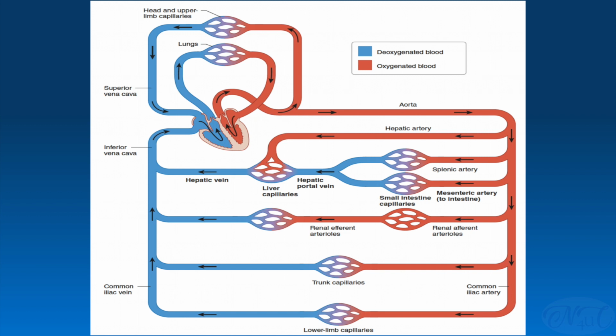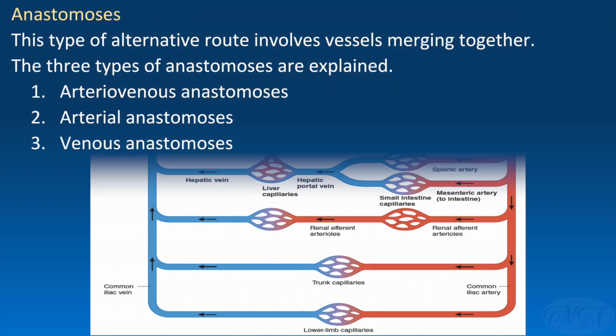Blood then travels through small veins leading to the hepatic portal vein, that is the intervening vessels, to capillary beds in the liver where the nutrients are processed. Blood then exits the liver via the hepatic vein on its way back to the heart. Blood travels through two capillary beds in this route before returning to the heart.